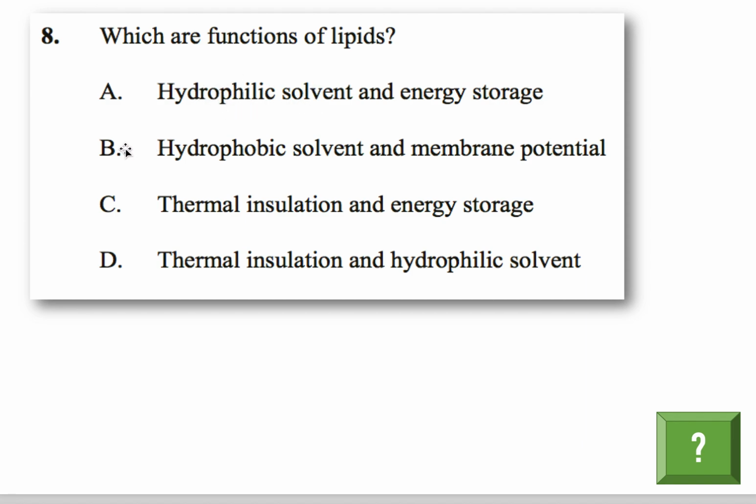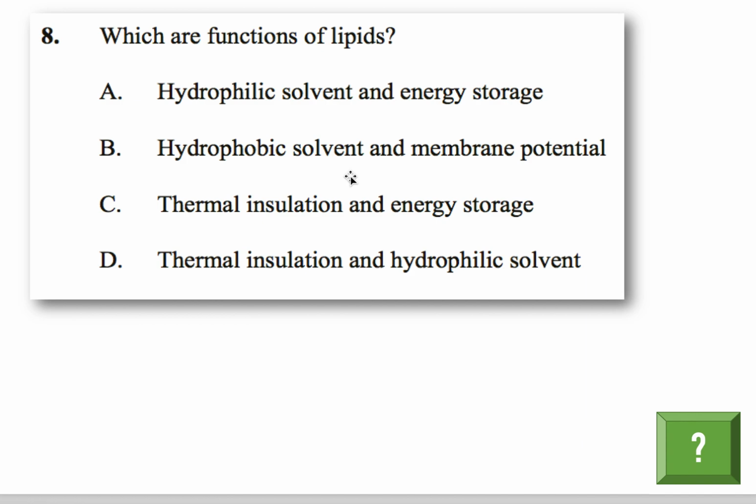It's hydrophobic. So B, now they're saying hydrophobic. That sounds right. And membrane potential. Lipids don't have any role to do with the membrane potential. Membrane potential is basically related to charges across your membrane, but you'll learn about this later. Obviously they're assuming you know all the topics for each question. So maybe you'll be like, I'm not sure about this membrane potential thing. For now, if I was you, I'd keep this in mind and keep moving. So C, thermal insulation and energy storage. This one we absolutely know is right because we know fat keeps in heat and helps with energy storage.